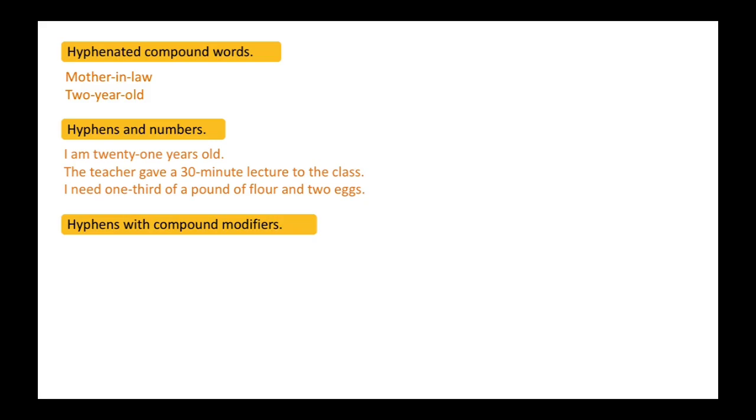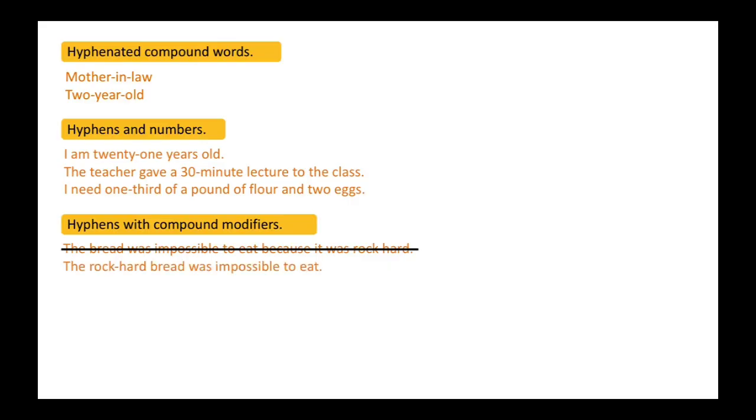The noun generally comes after the adjective. However, if it comes before, then we leave the hyphen out. For example, the bread was impossible to eat because it was rock hard. So here, the noun comes before the adjective, so we leave the hyphen out. However, if we write the sentence as, the rock-hard bread was impossible to eat, then we insert the hyphen.